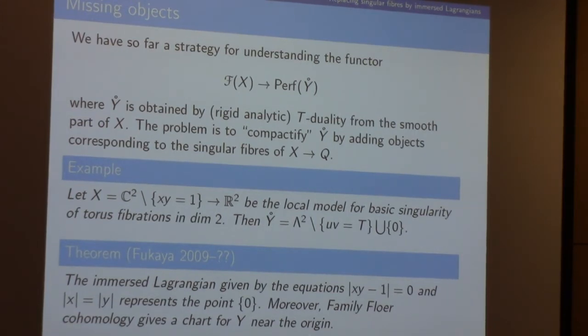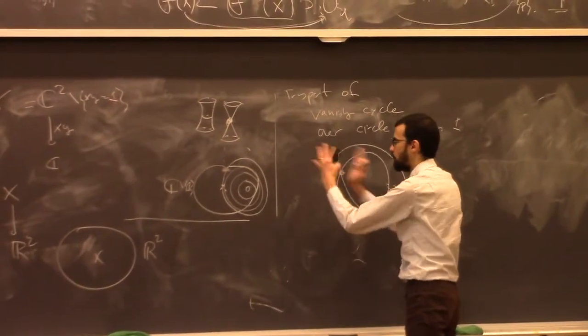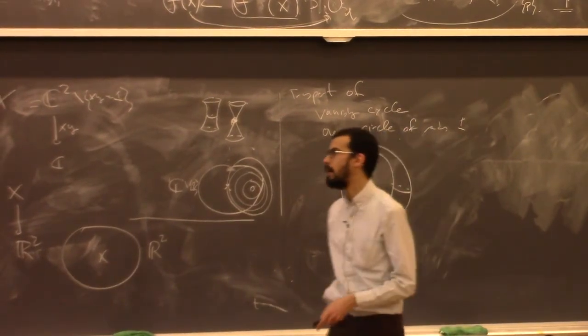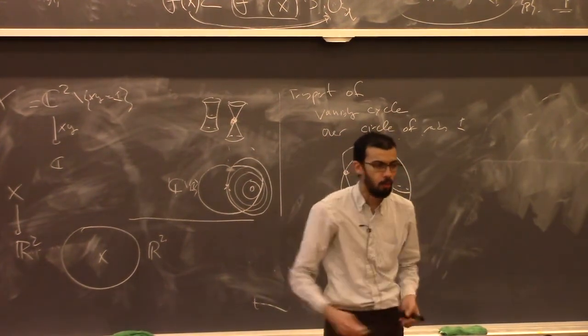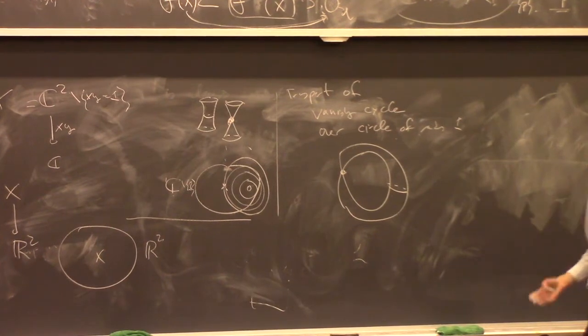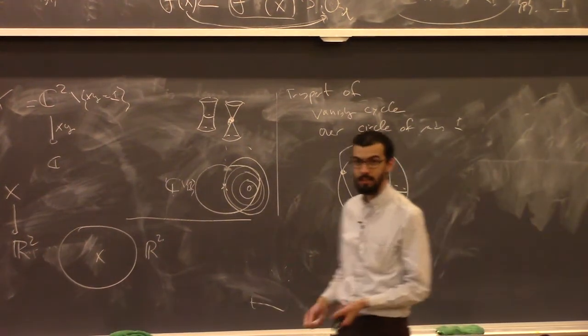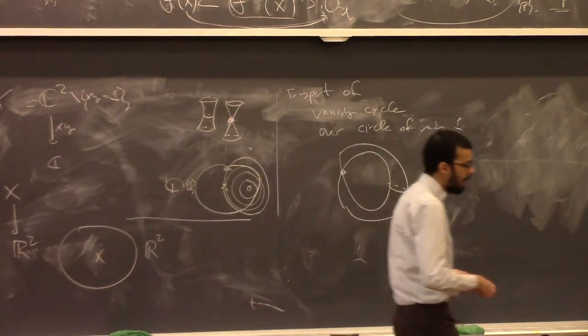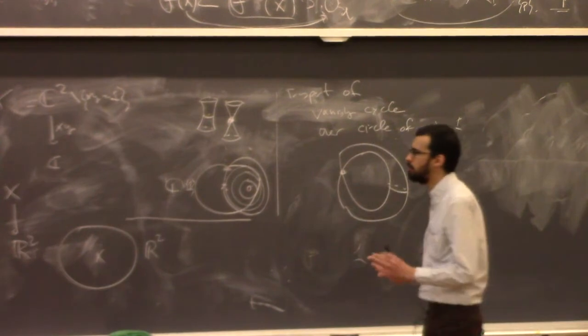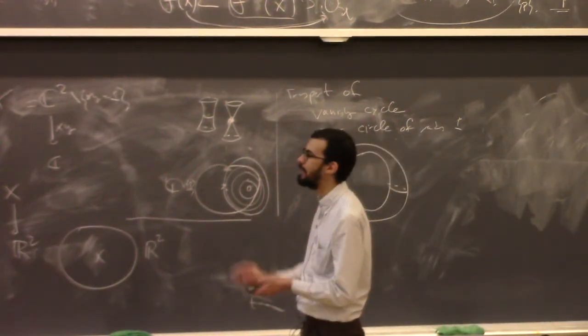So anyway, there is this immersed Lagrangian, and it represents the missing object. Moreover, he made a stronger claim, which is that you can do family Floer cohomology and patch the chart near this point with the nearby charts of the Lagrangian tori. Of course, he did it in the formalism of the first third of my talk, using the old point of view of family Floer cohomology. I think one of the things that really needs to be done is to understand the story that I mentioned about chains on the based loop space or group rings, and how to do it with immersed Lagrangians. But I think that's doable. I don't have anything more to say about it.